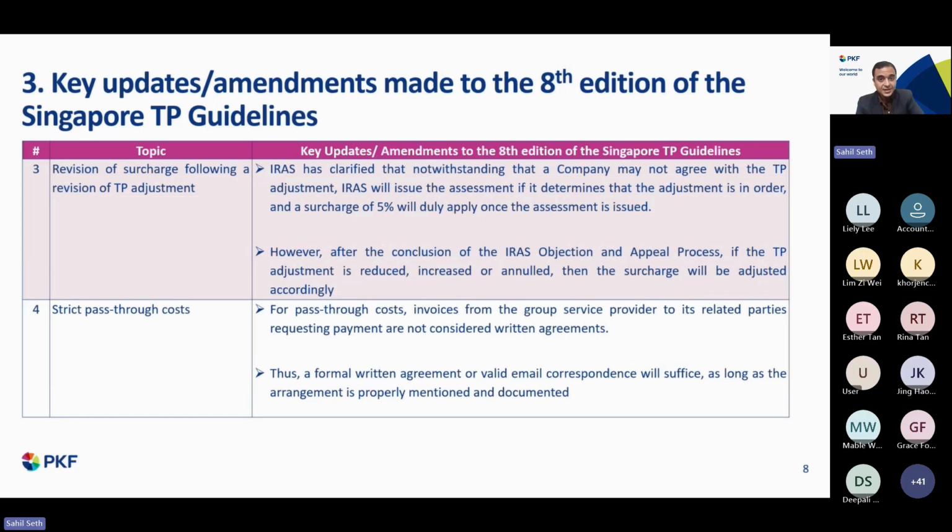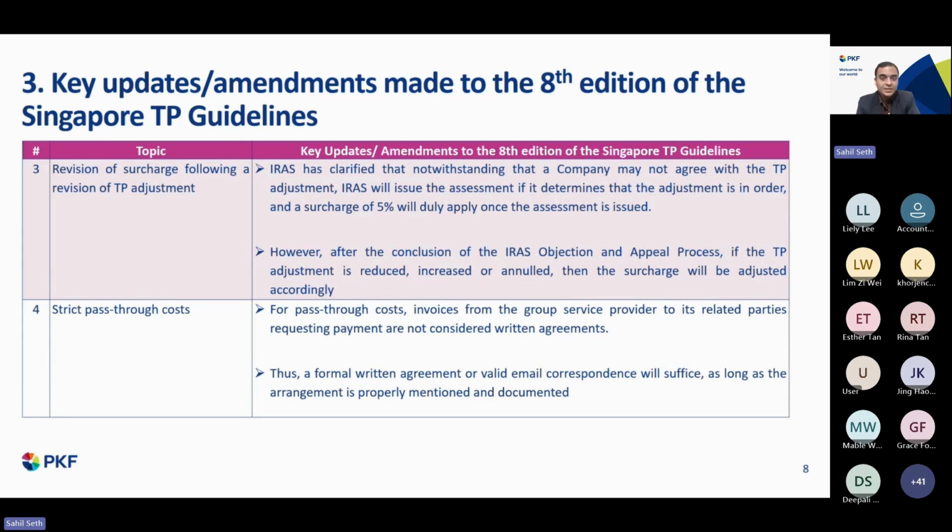So the IRS has clarified that for pass through costs, invoices will not be considered as a written agreement. In the past, invoices were submitted to the IRS in the case of an audit as agreements, but an invoice will not be considered as an agreement. Now they have very clearly put it in black and white that invoices will not be considered as any agreement.